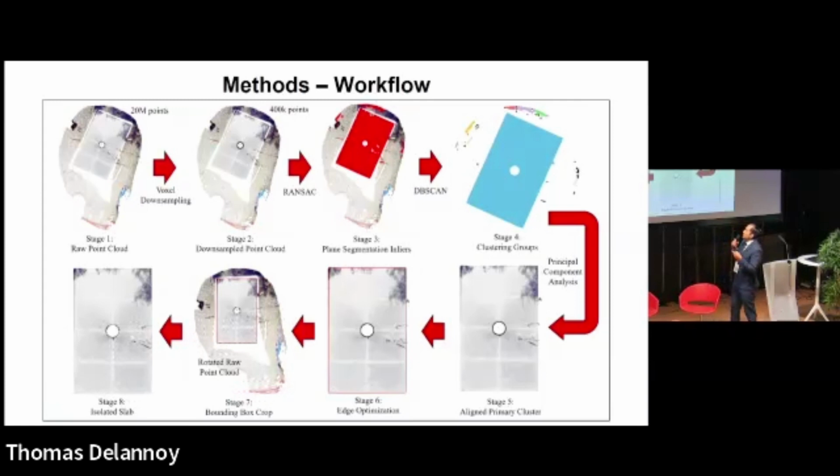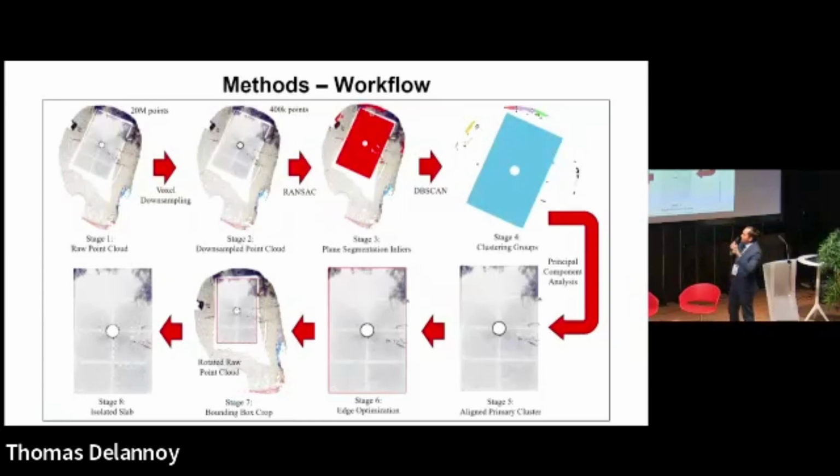And once you do RANSAC and identify where this plane is, DBSCAN is an unsupervised machine learning method that will identify the most dense cluster that you have in your point cloud. So we have used it before and it works quite well.